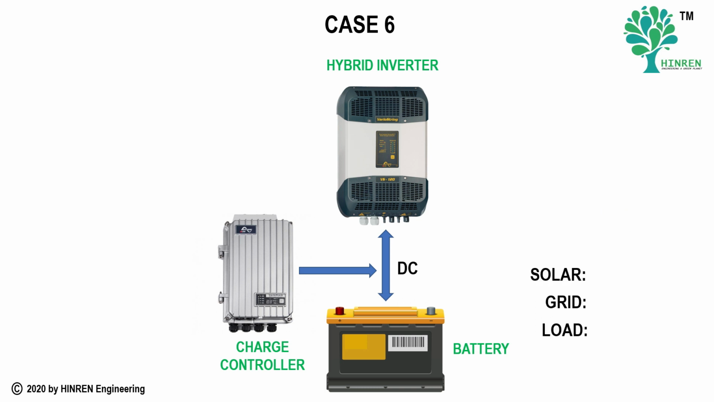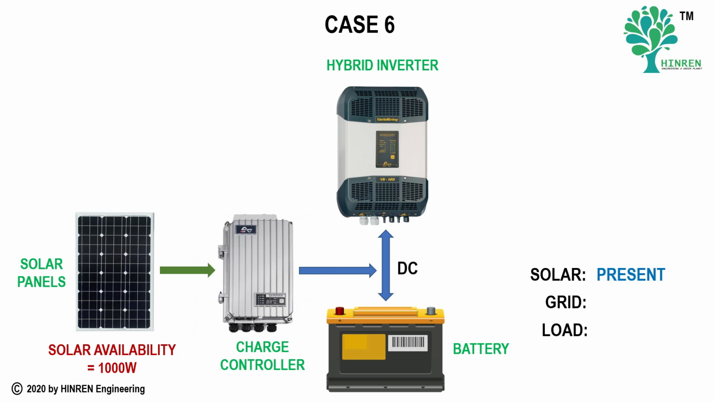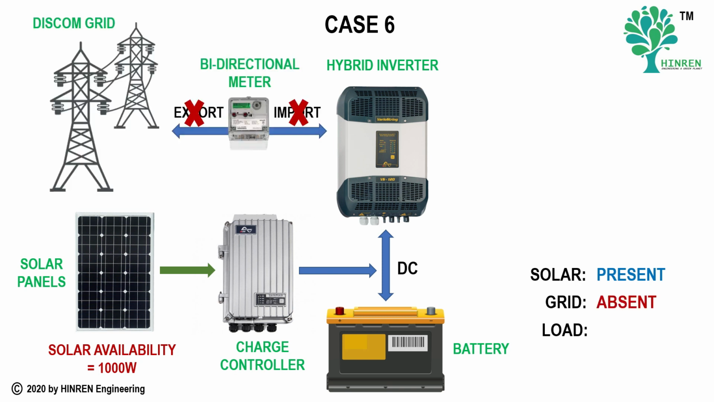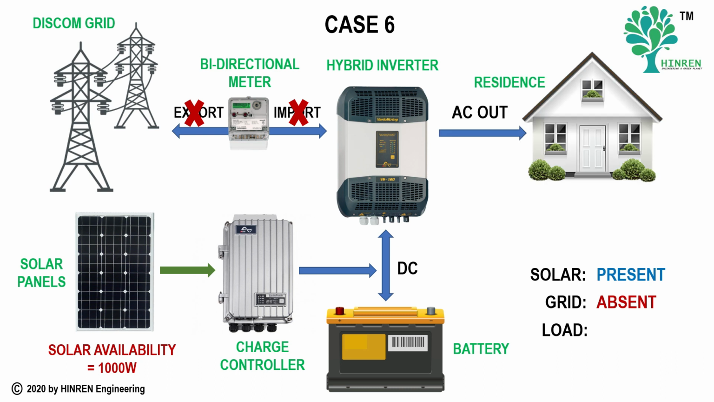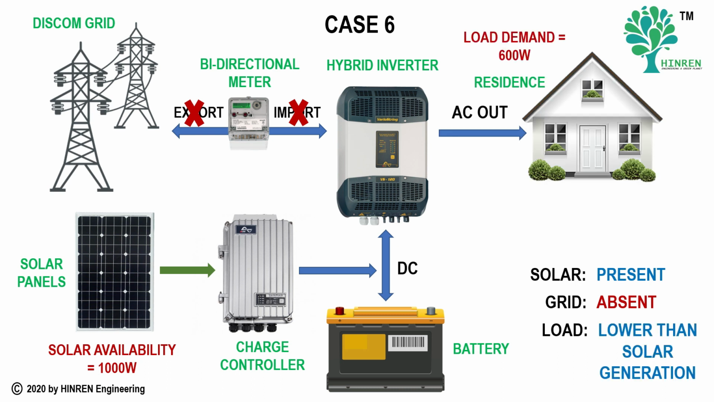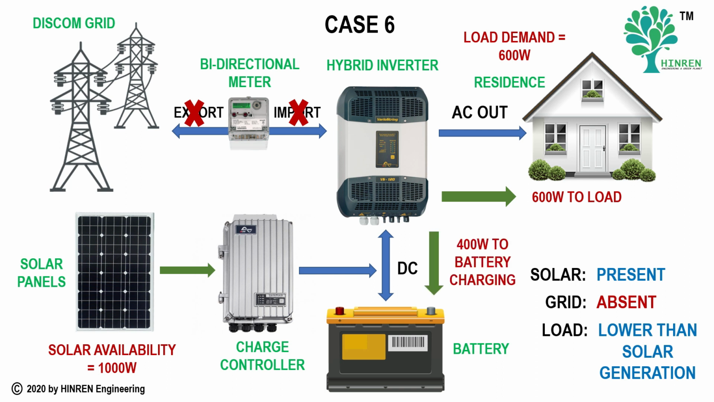Now we will come to case 6. In case 6, solar is available, generating about 1000 watts. However, we don't have any grid available because of a shutdown. So there is no question of any import or export of energy to the power utility grid. And the load is lower than the solar generation. So the load is 600 watts while the solar available is 1000 watts. In this case, the 600 watts of load demand is serviced by the solar panels and the 400 watts goes to the battery for charging.